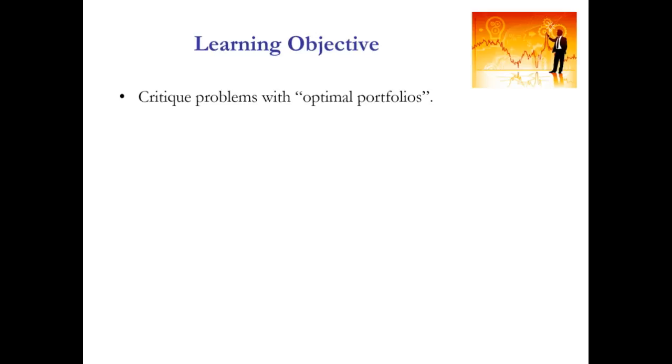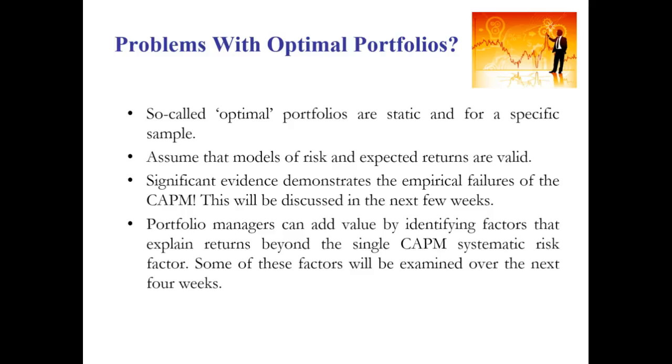Well, there are a few good reasons, and that is that there are some problems with optimal risky portfolios, and in this learning objective, we explore those problems. Some of the problems of using optimal risky portfolios are as follows. First of all, so-called optimal risky portfolios are static for a specific sample period. That is, the Markowitz portfolio selection model is a one-period model.